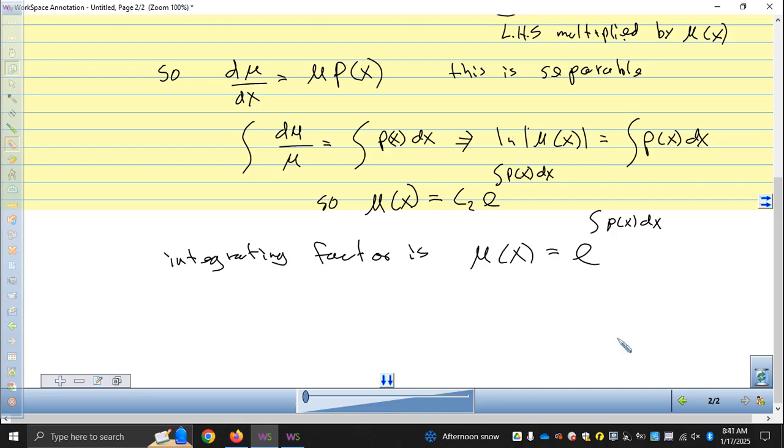If we multiply through by this integrating factor, we turn the left-hand side of our first order linear ordinary differential equation, written in standard form, into the derivative of a product. That allows us to solve that differential equation by integrating both sides. All right, so this is our integrating factor.